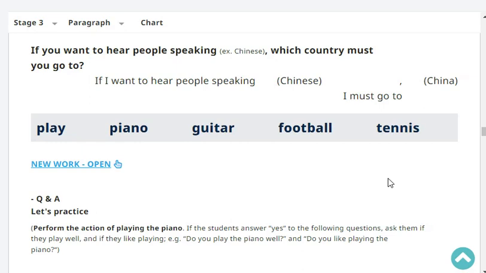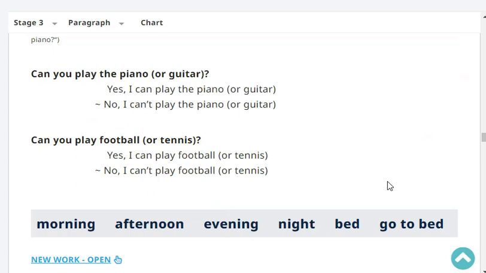If I want to hear people speaking Chinese, I must go to China. Very good. Okay, can you play the piano? Yes or no? No, I can't play the piano.